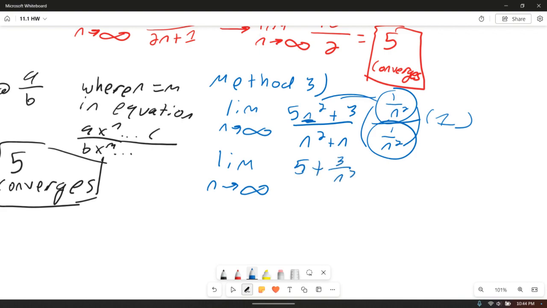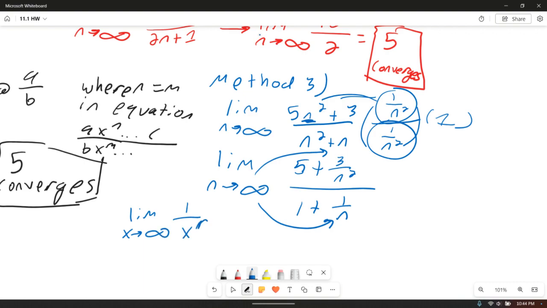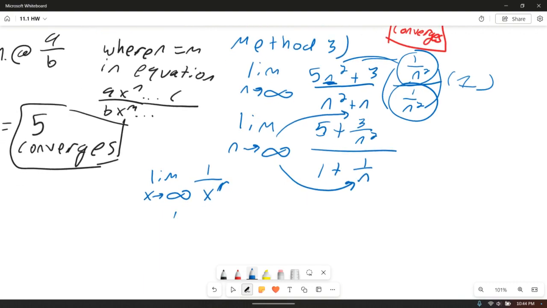Plus 3 over n squared, and this is over 1 plus 1 over n. Then we could just apply the limit directly. This one follows our limit as x approaches infinity of 1 over x to the r, where r is greater than 0. If r is 0, then it's just 1 over x to the 0, and x to the 0 is just 1, which is a constant.